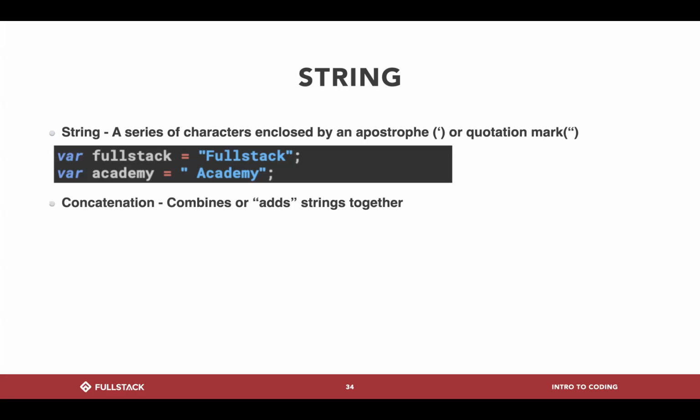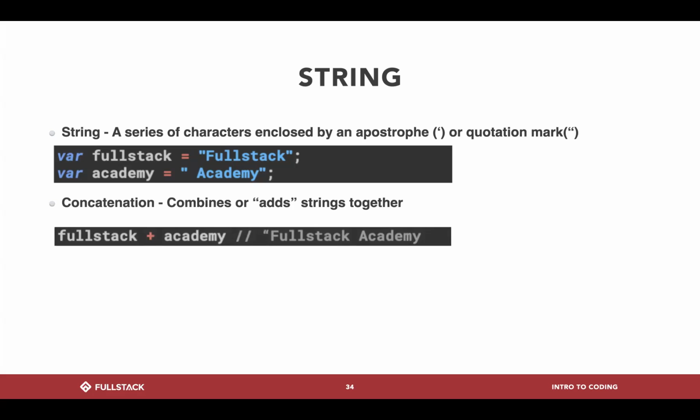And strings can perform this thing called concatenation, which combines or adds or smushes strings together. So in this case, if we say full stack plus academy, we'll take the value of full stack, which is that string full stack, and we'll take the value of academy, which is that string space academy, and we'll combine them into a new string full stack space academy. So that's what concatenation does.